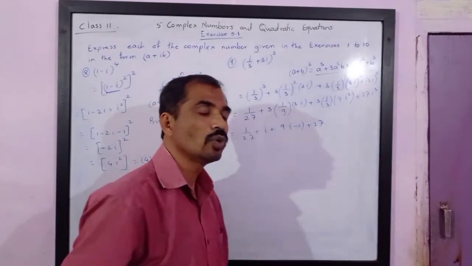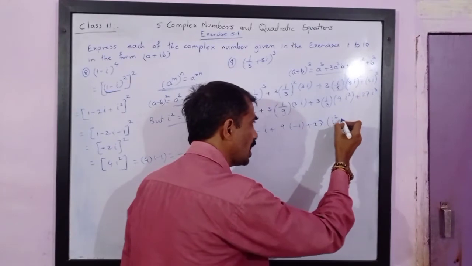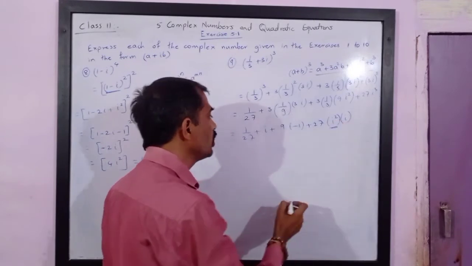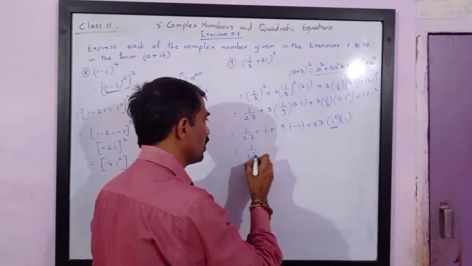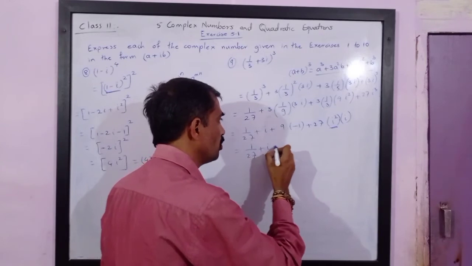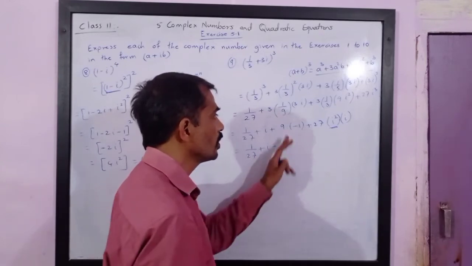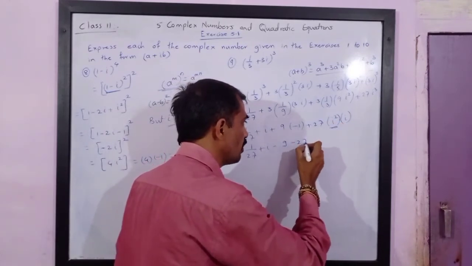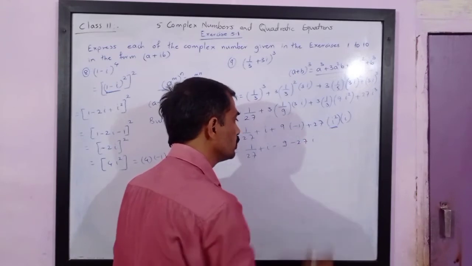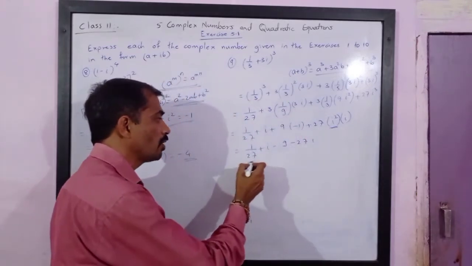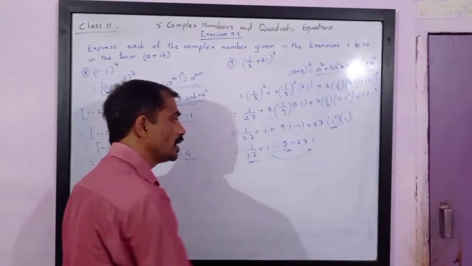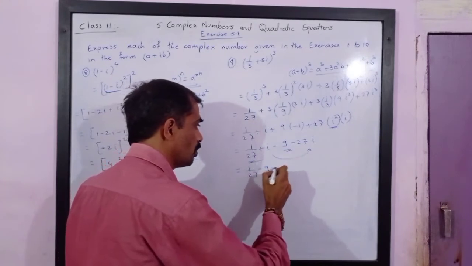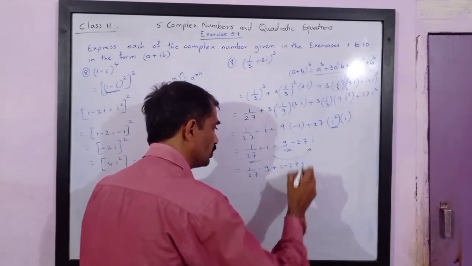I cube means I square into I. I will split this I square into I. We have written two terms. Now I square is equal to again negative 1. So this becomes 1 upon 27 plus I minus 9, plus 27 into minus 1, that is negative 27I. Now again we can add real part with the real part and imaginary part with imaginary part. So this is equal to 1 upon 27 minus 9 plus I minus 27I.